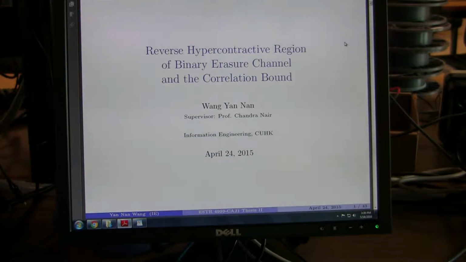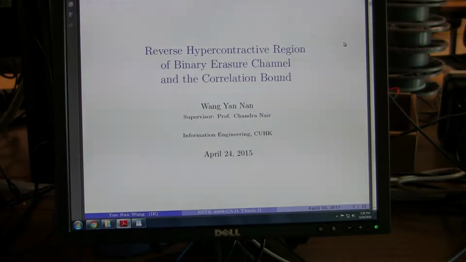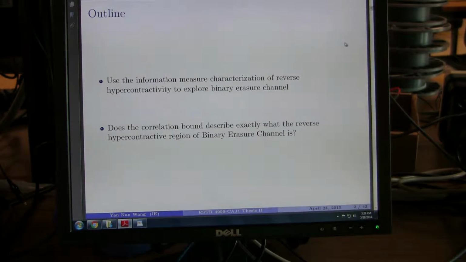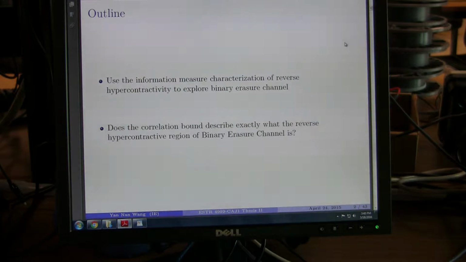Today, I'm going to give a presentation on my final year project, Reverse Hypercontractive Region of Binary Erasure Channel and the Correlation Bound. In this presentation, basically we will use the information measure characterization of reverse hypercontractive region to explore the region of binary erasure channel. The main problem we will try to solve is whether the correlation bound describes exactly what the reverse hypercontractive region is.